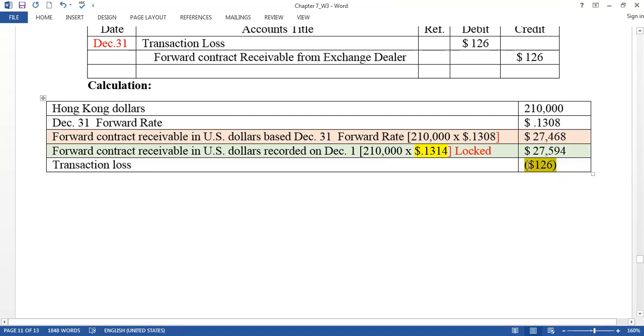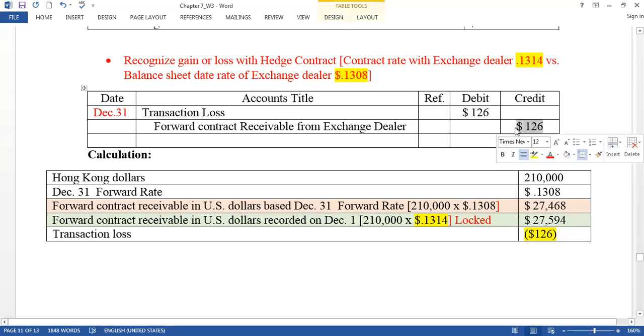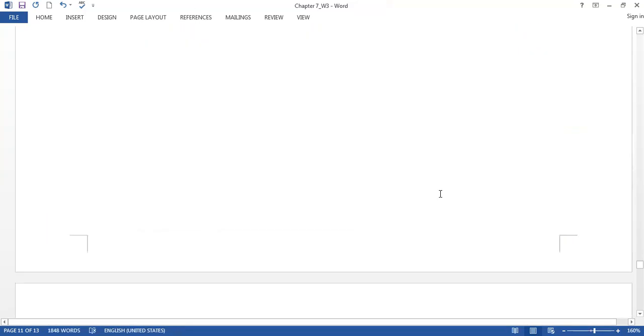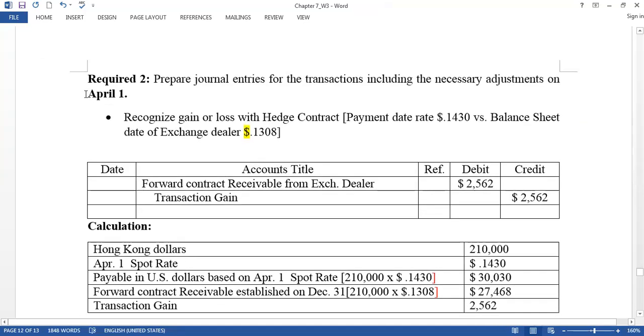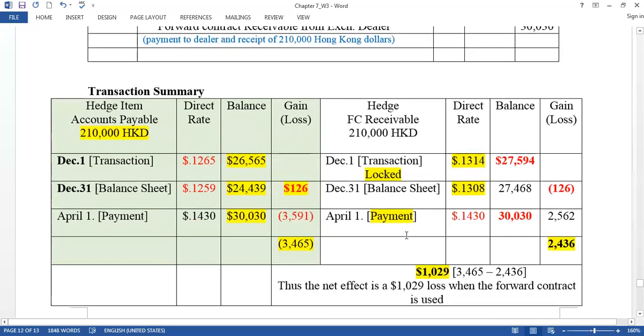Now, as this is the loss, that means this money we are not going to receive from the exchange dealer. So that's why transaction loss debit, and this money we are not going to receive from the exchange dealer. Clear? Very good. Now the payment date came. When the payment date came, try to understand here. Try to compare these two.